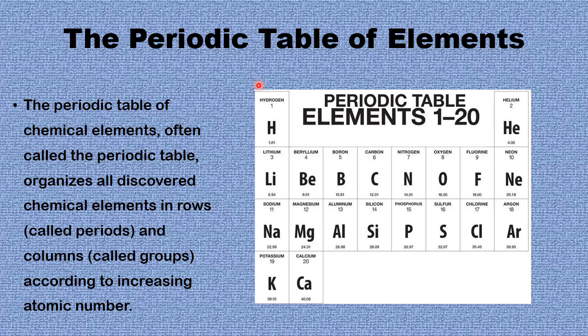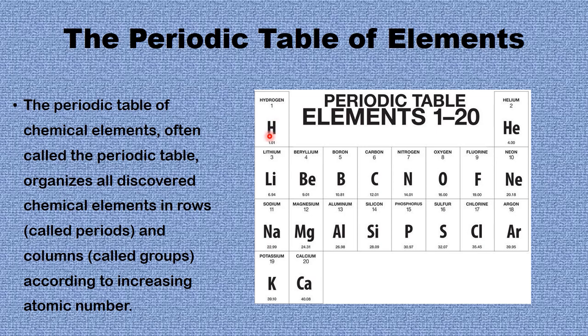Now, moving on, we'll be looking at the periodic table of elements. The periodic table of chemical elements, often called the periodic table, organizes all discovered chemical elements in rows called periods and columns called groups, according to increasing atomic number. Now, as you can see here, the periodic table here shows the first 20 elements.